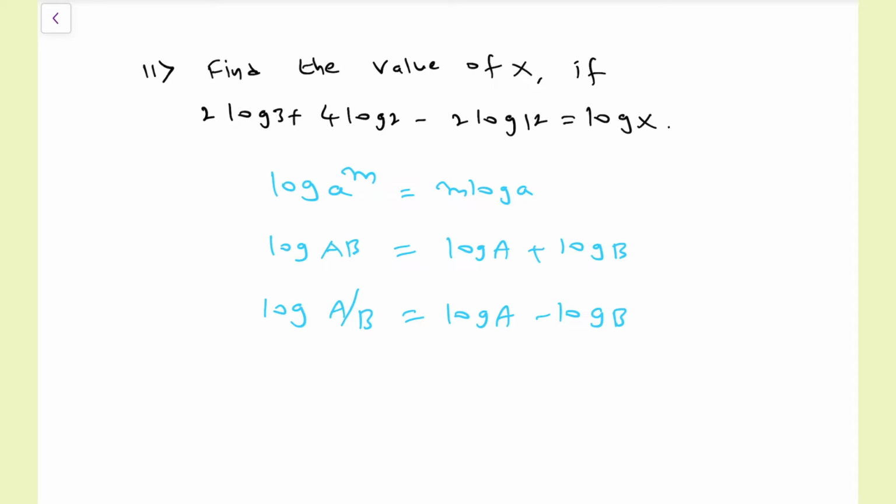Now let us make all these formulas simple. If the power is on the main number, it will go to the front as it is. In reverse, if the number is in front, it will go as a power. Multiplication means it will become plus. If plus is there, it becomes multiplication. Division means it becomes minus. Minus means it becomes division. That's it. Now let us check one by one how to apply these formulas in the question.